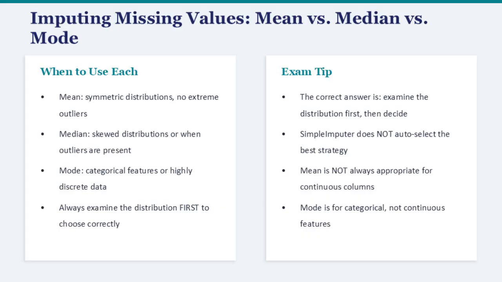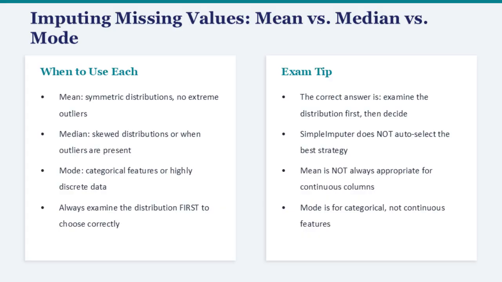It uses whatever strategy you explicitly tell it to use. The correct answer is examine the distribution of the values first and then select the appropriate imputation. Here is the decision framework, right? Mean works for symmetric distribution without extreme outliers. Median is better for skewed distributions or when outliers are present because the median isn't pulled by the extreme values the way mean actually gets pulled.